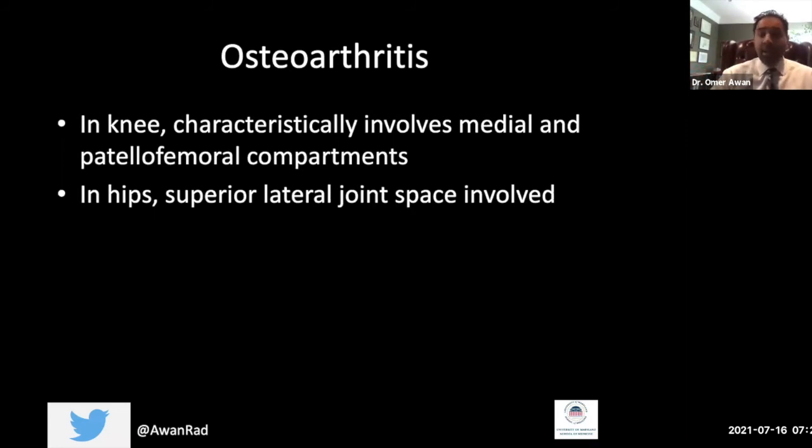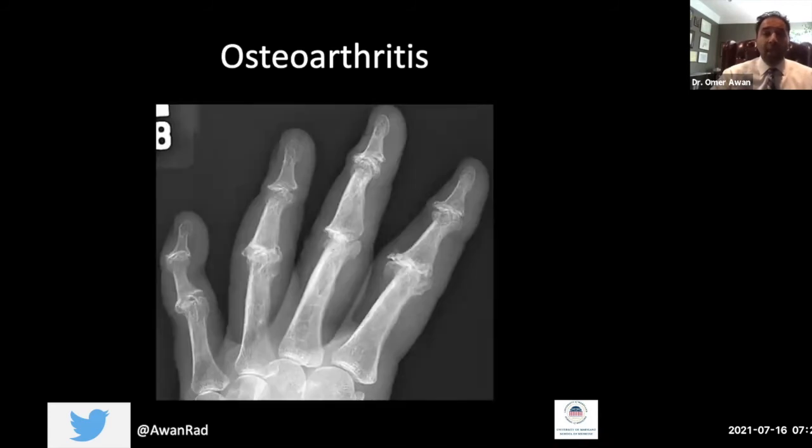In the hip, the joint space loss is going to be more superior lateral. In the shoulder, it's going to be more posterior, right? So you can get the sense that osteoarthritis and these degenerative arthritises result in asymmetric joint space loss. Another very important point that sometimes trainees don't quite get.